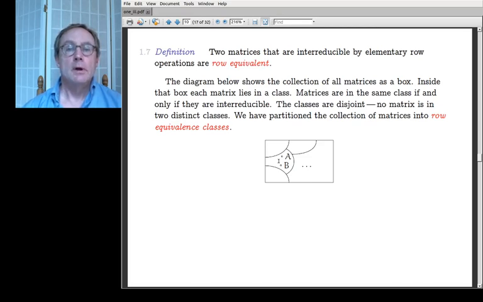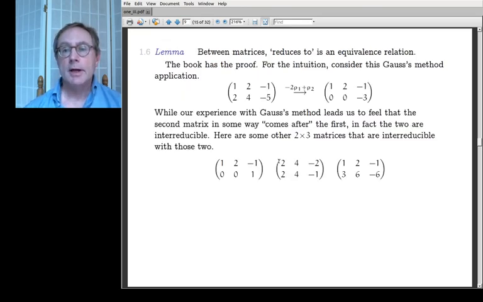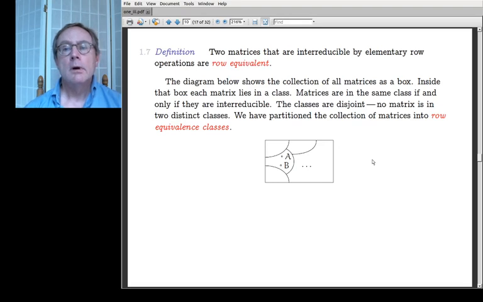So one thing that we're seeing is that Gauss's method, Gauss-Jordan method in particular, enables you to break the universe of matrices up into different types of matrices. And one type of matrix is this type right here, the matrix that contains whatever this kind of information is. So we break the universe up into row equivalence classes. Okay, very good.